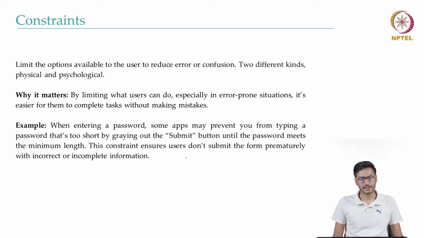For example, when entering a password, some apps may actually prevent you from typing a password that is too short by graying out the submit button until the password meets a minimum length or a minimum criteria that includes some special characters, alphabets, or whatever. This constraint ensures that users don't submit the form prematurely with incomplete or incorrect information.